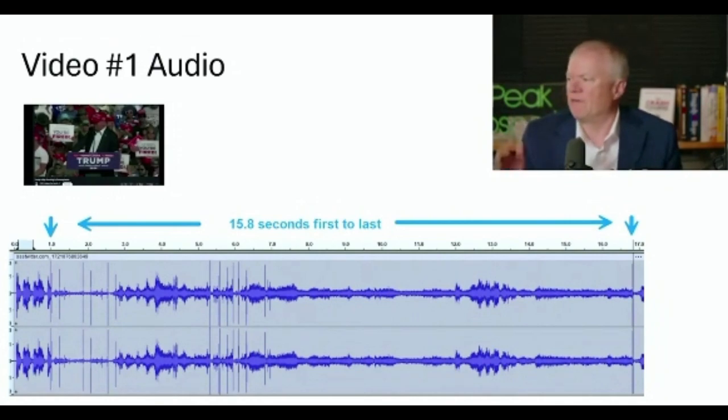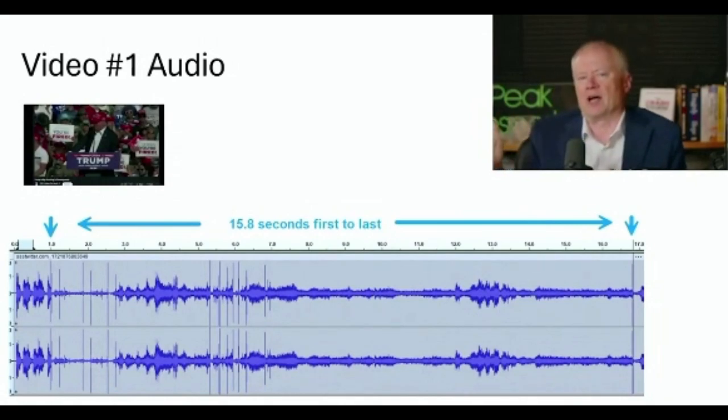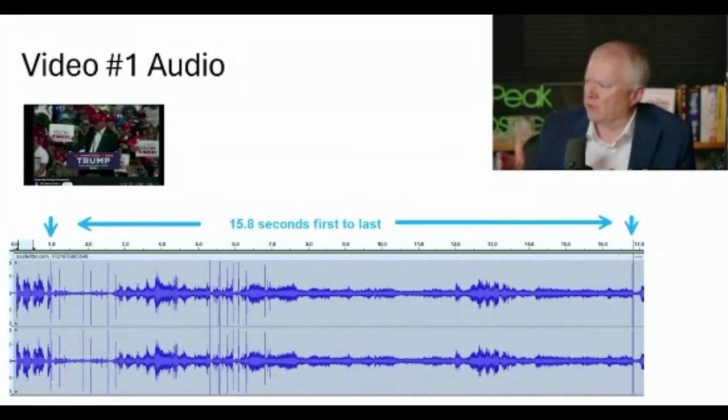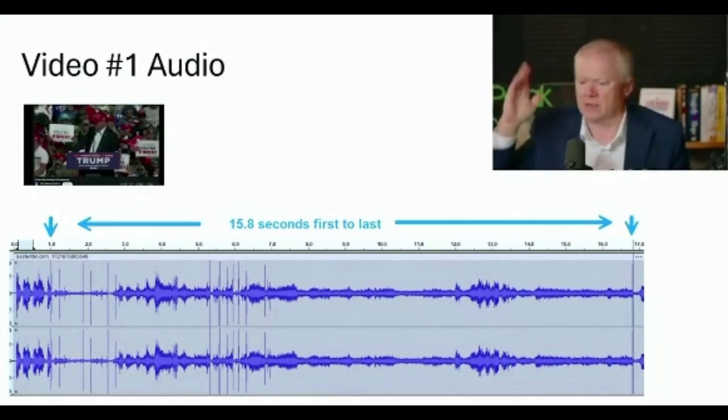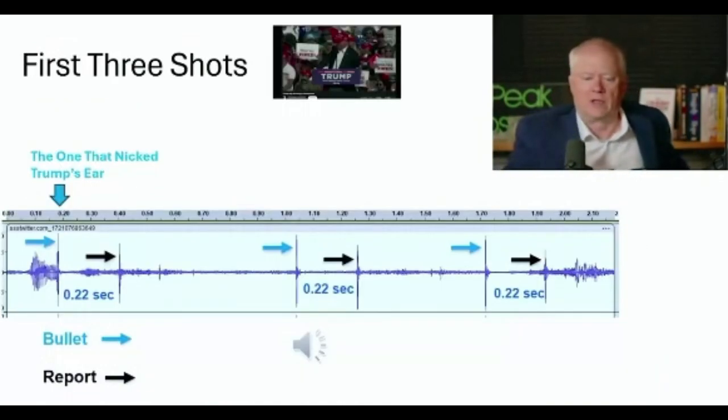Just to orient ourselves, I count off of this video 15.8 seconds from the very first to the very last shot. So the AP article that said, "Crooks took a shot and was neutralized by snipers within seconds," what they meant was 15.8 seconds. Unless I have this story wrong. Next, we're going to look at these first 3 shots here so you understand how we can analyze the rest of them.